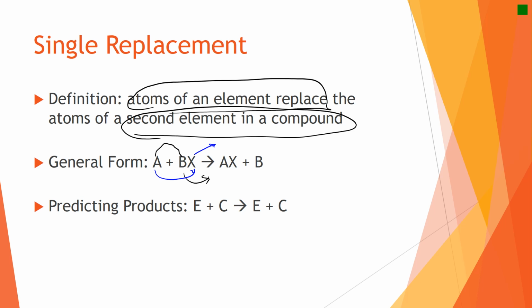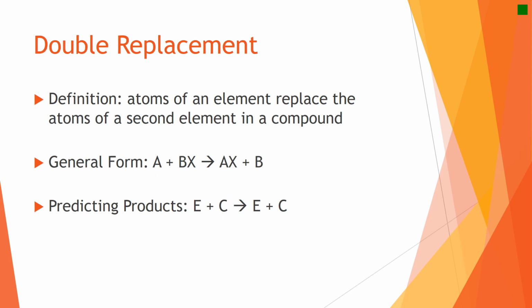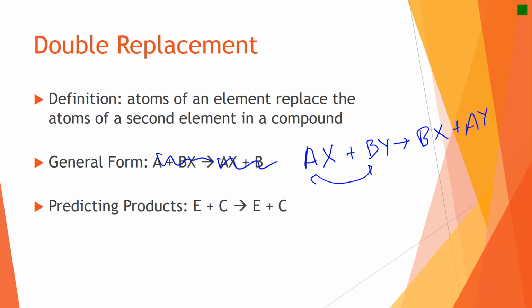So predicting products, what you're going to be given is an element plus a compound, and your products will always be an element plus a compound, okay? Double replacement, this is not the right formula for a double replacement. Let's get rid of that. It's where an element from one replaces the element of a second, and they're both compounds. So what it would be is AX plus BY goes to, we're going to swap those guys, so BX plus AY. Okay, so how do you identify it? It's always going to be a compound plus a compound goes to a compound plus a compound.